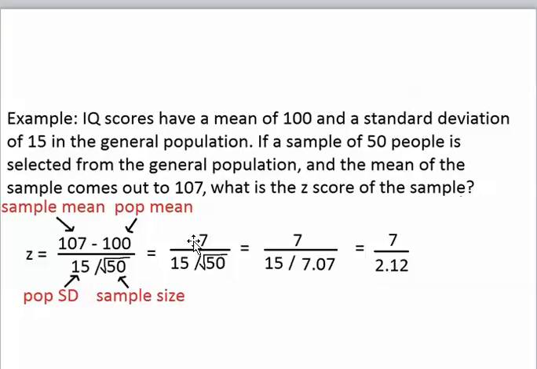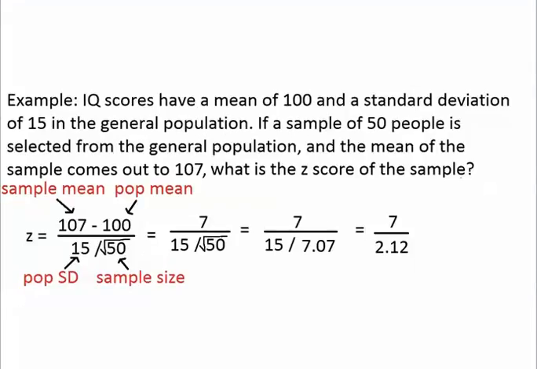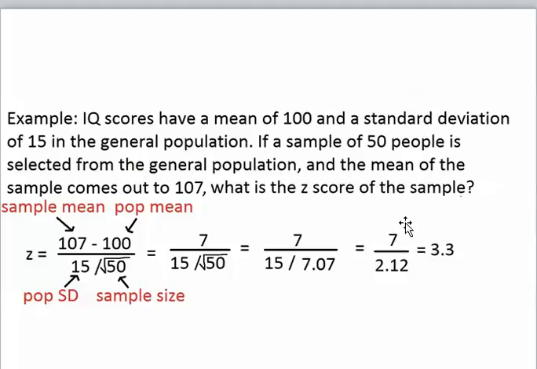So far, we've subtracted on the top, then we found the square root of 50, and it came out to this number. Then we divided 15 by this number, and we got 2.12. We just have one more step. We have to divide 7 by 2.12, and then we get our z-score. So this sample of 50 people has a z-score of 3.3.